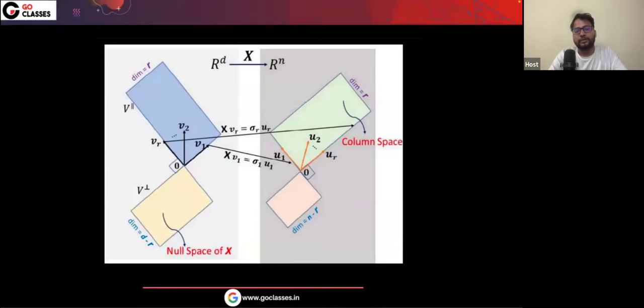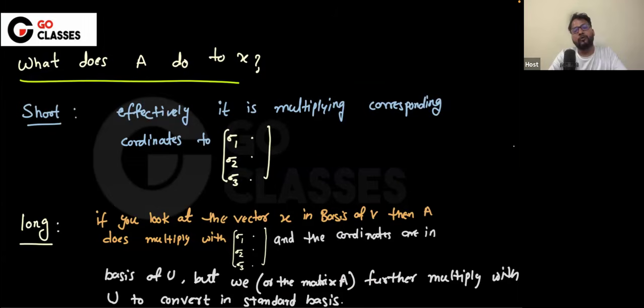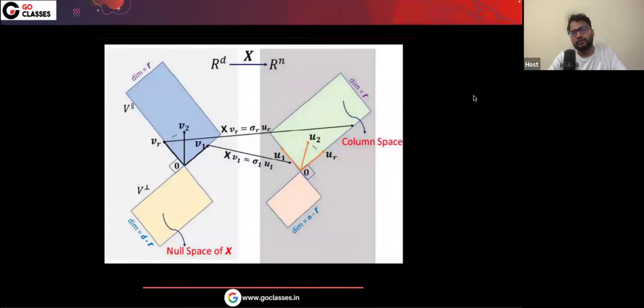So that's what this A is doing, right? Now, if you look at this diagram that we have also seen earlier, basically these are the four fundamental spaces, and now you will be able to visualize it even more. How? You have a vector x, which you are basically breaking into v1 to vr.